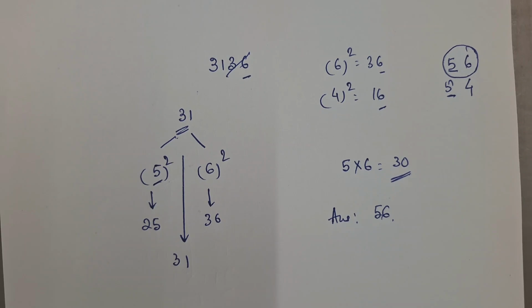If I ask you 13 square, you have to immediately tell me 169. If I ask you 12 square, you have to immediately tell me 144. If I ask you 16 square, immediately you have to tell me 256. So this is how your efficiency will improve in competitive exams. Competitive exams means an edge above the others.